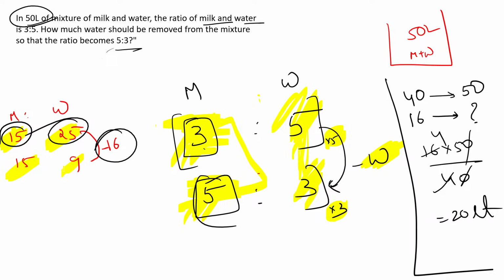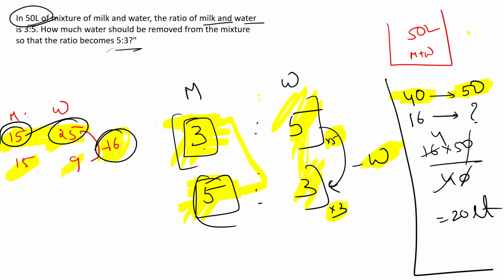Now if I multiply with 5 then multiply with 3, I am going to get these ratios. Here I am removing 16 units of water, but I do not want in terms of units, I want in terms of actually liters. That is why I am converting my values into the original problem. See this one, initial milk 15, initial water 25. So total is how much? 40 here. So my problem's 40 equals the original problem's 50 liters.